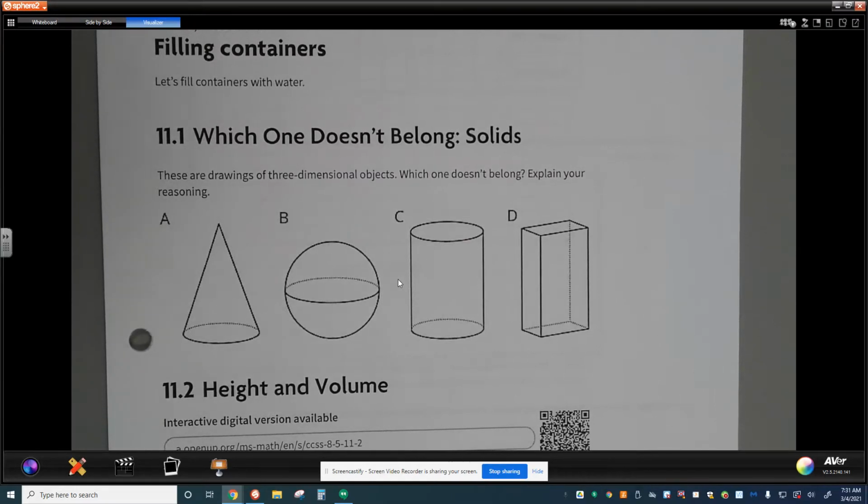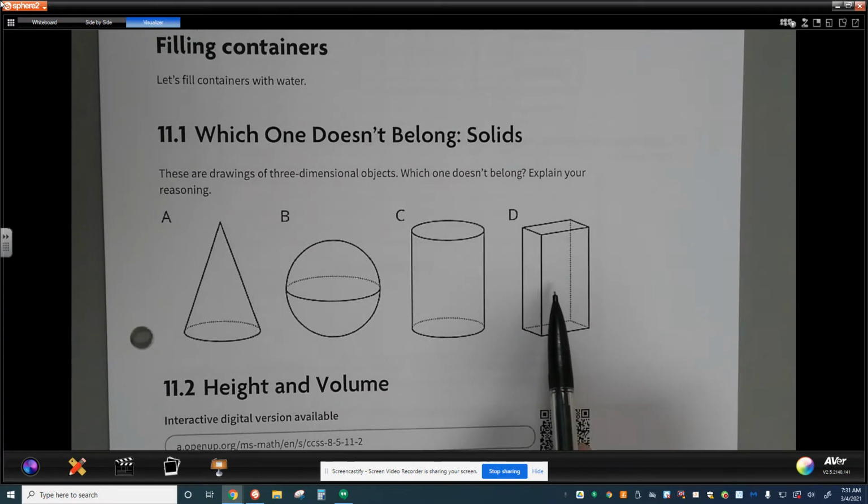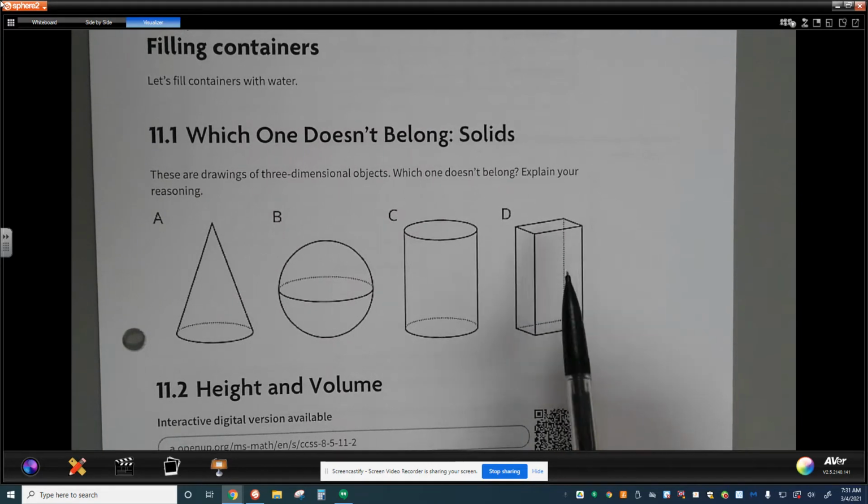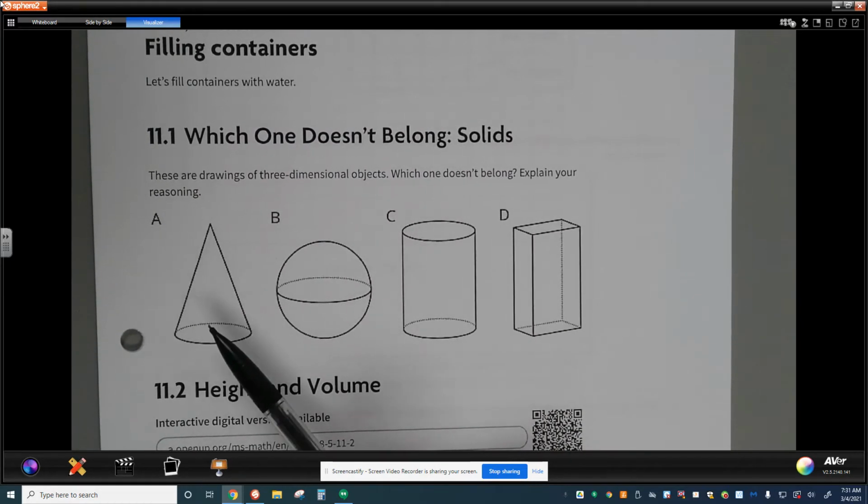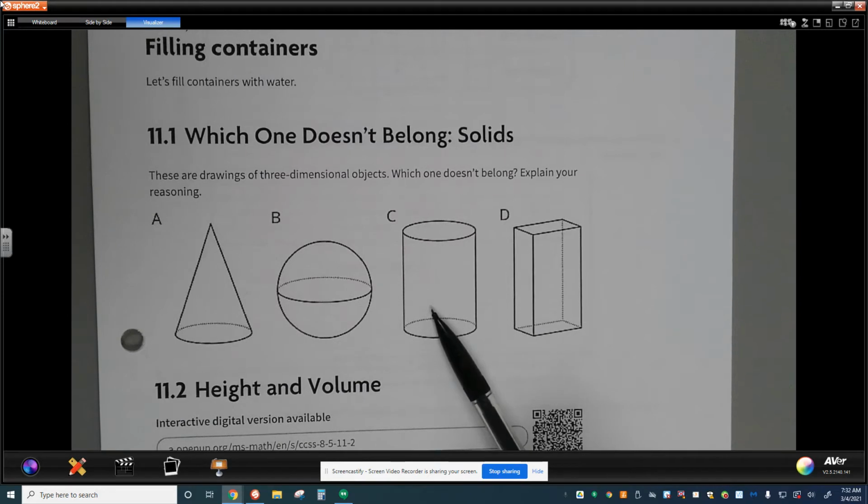This is Unit 5, Lesson 11, Filling Containers, where we start looking into the volume of some figures. In previous grades, you would have been talked about the volume of a rectangular prism. In 8th grade, we talked about the volume of a cone, a sphere, and a cylinder.